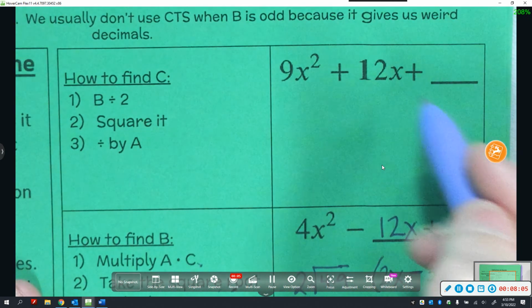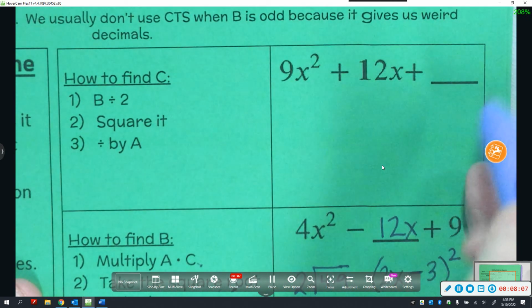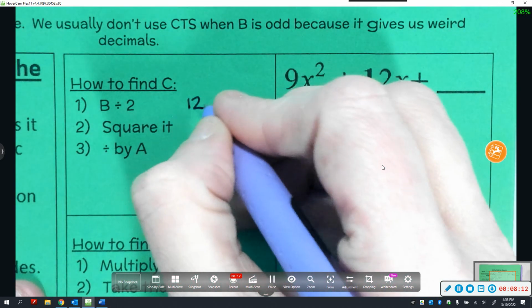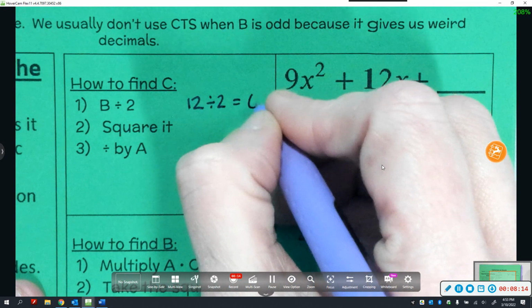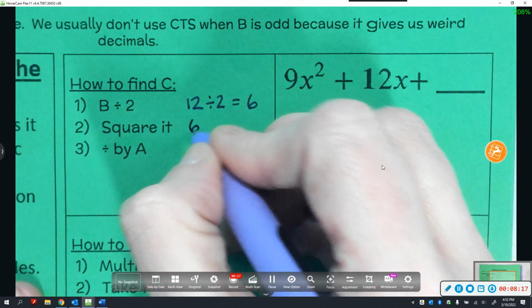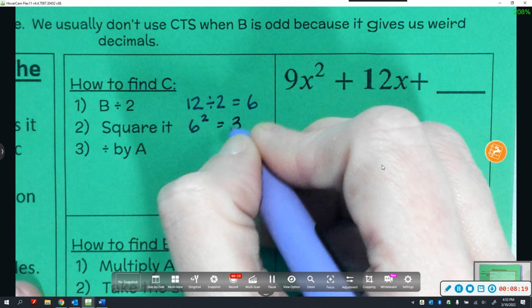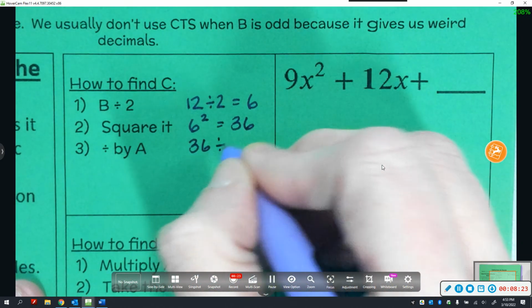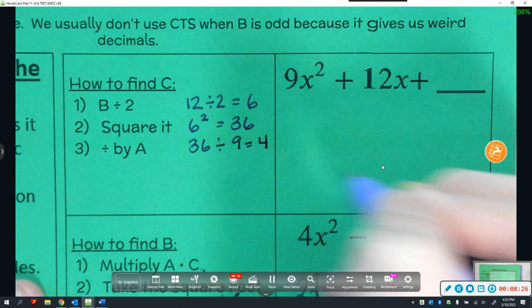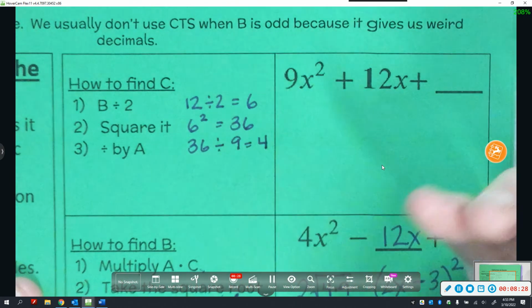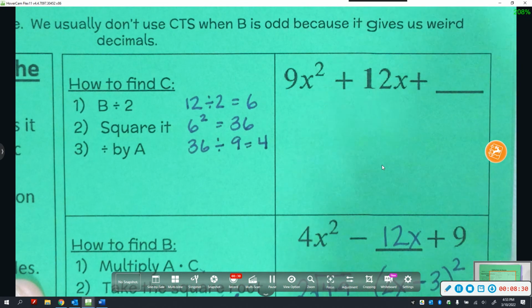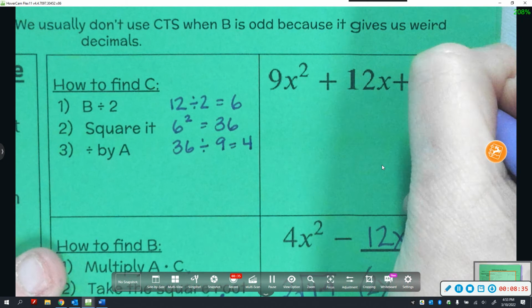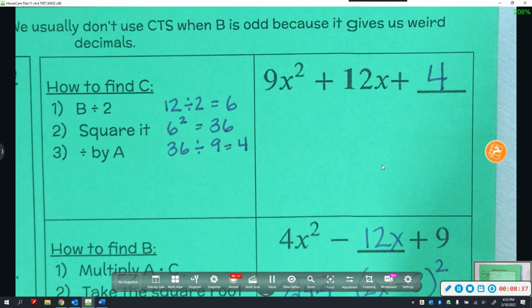So since I'm looking to figure out how many squares I need to complete this square, I'm going to take b, which is 12. I'm going to divide it by 2, which gives me 6. I'm going to square it, which gives me 36. I'm going to take that 36 and divide it by 9, which gives me 4. Okay? Some of you are like, but why? If you want to bust out the tiles and prove it to yourself, you can. I have tiles here. But in order to make this a perfect square trinomial, I have to add 4.